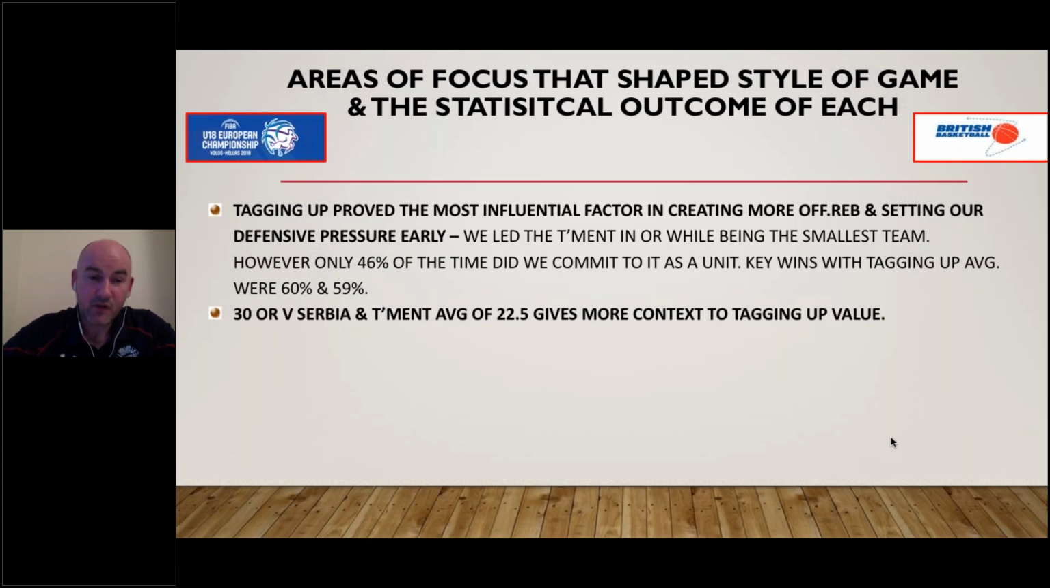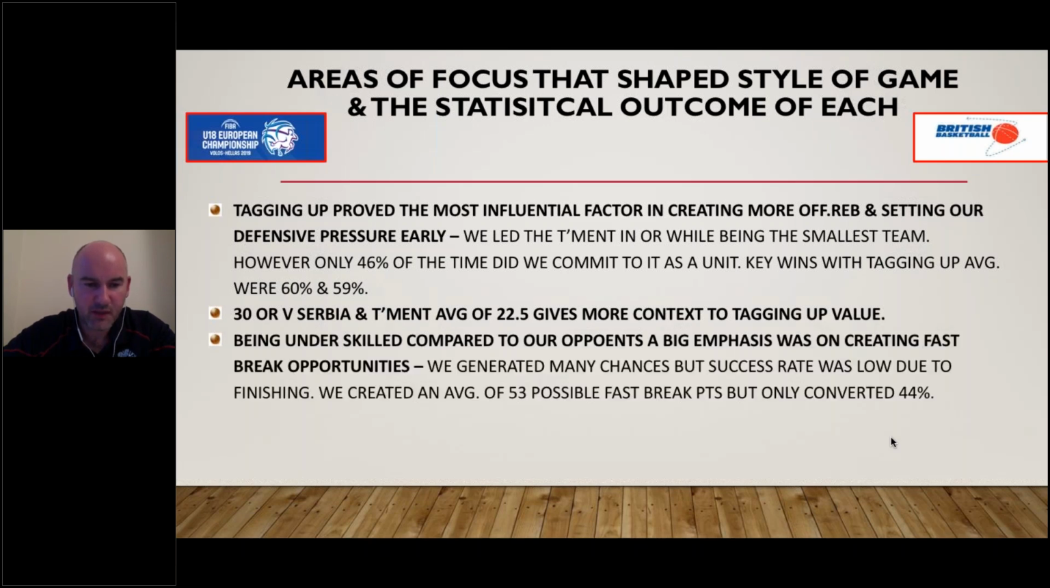We had 30 offensive rebounds against Serbia, and that's incredible. 30 offensive rebounds against Serbia. And it was an overtime game as well, so let's be mindful of that. But we averaged 23 offensive rebounds a game, again showing the value of tagging up. It was the first year we'd really done it as well.